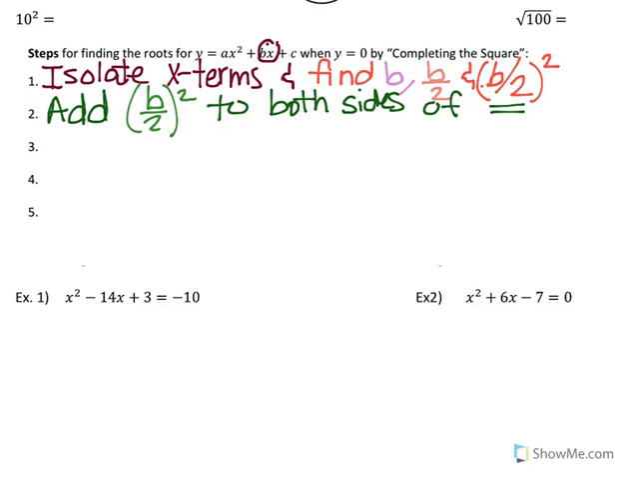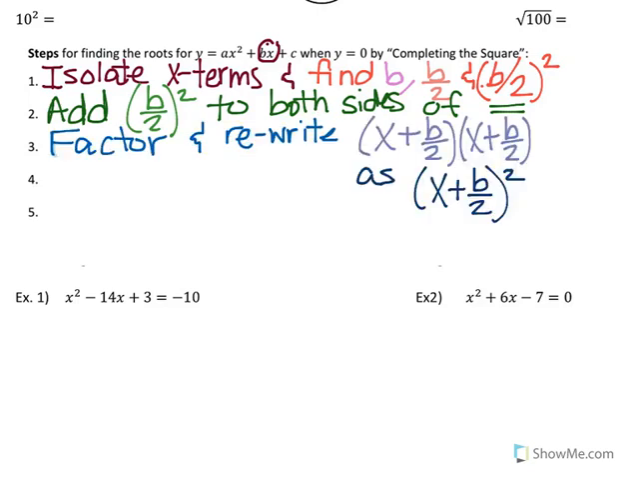Okay, so step 3. Step 3 is why we had to learn how to factor before we could complete the square. Step 3 is where we actually factor and we rewrite this process as one set of parentheses squared. And you'll get the hang of this over time where it just comes really natural to you, but again, it's going to take some practice.